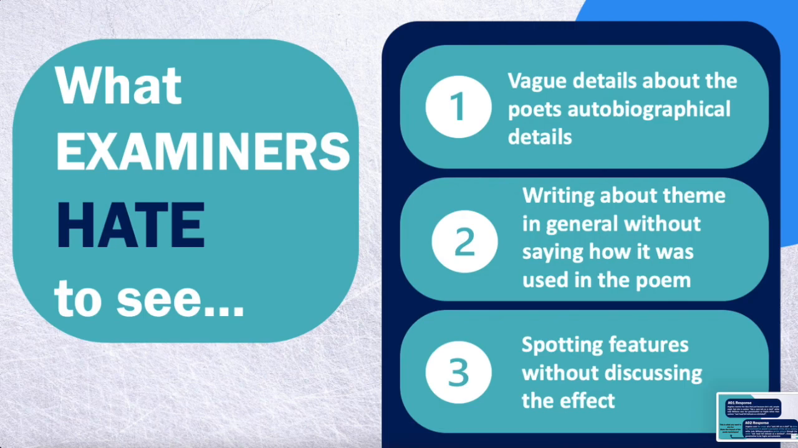The second thing that examiners hate to see is when you write about a theme in general without saying how it was used in the poem. So really try to avoid going on tangents about the theme. And the last thing is, the examiner doesn't want you just to spot features. When you're identifying language, structure, or form techniques, make sure you discuss the effect on the poem and on the reader.